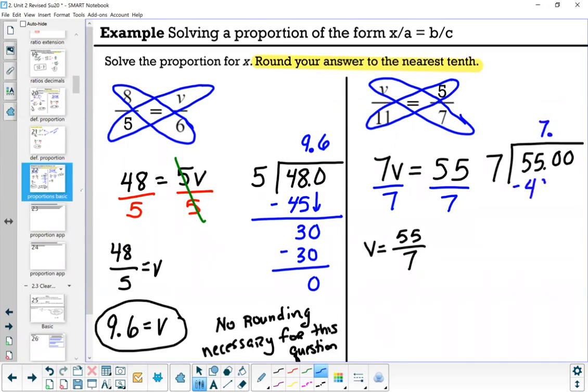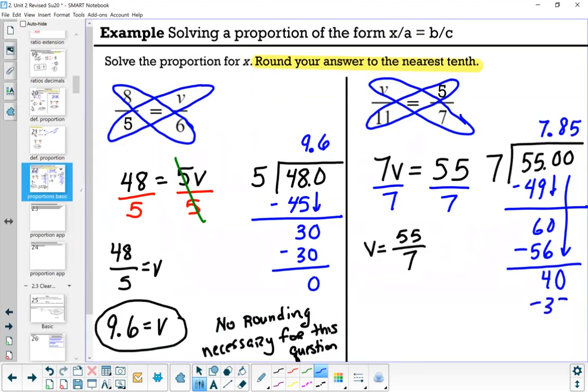Minus the 49. Okay, so that leaves me with 6. Okay, bring down the 0. All right, 60 divided by 7. That's going to be 8. So subtract 56. And you get 4. Bring down the next 0. 40 divided by 7. That's going to be 5.